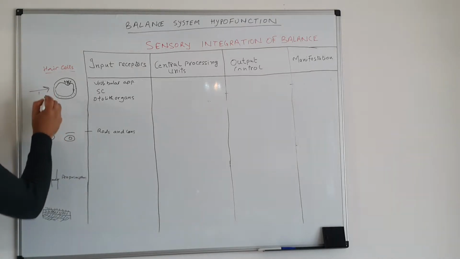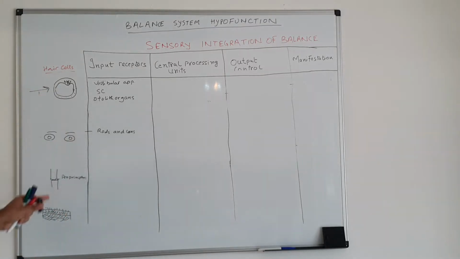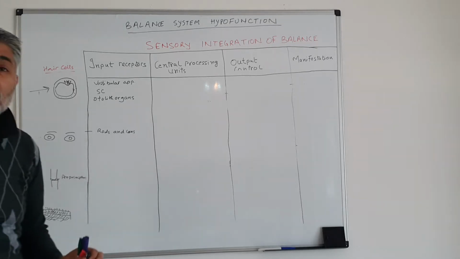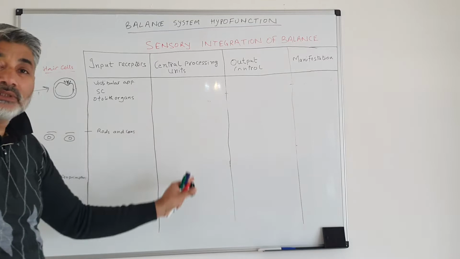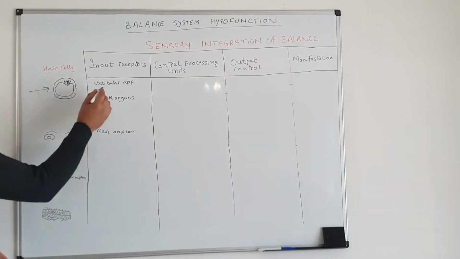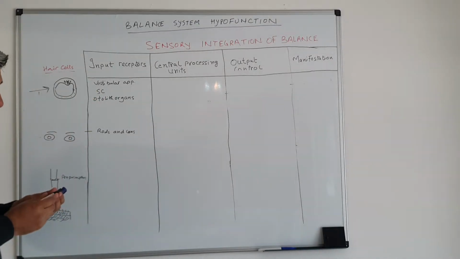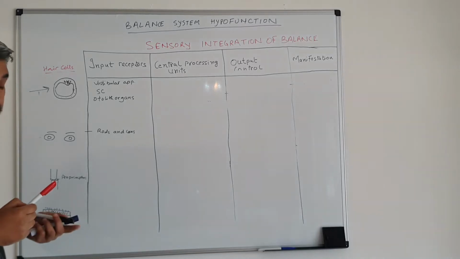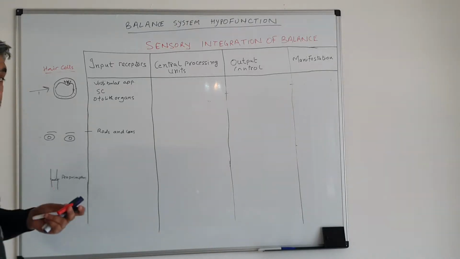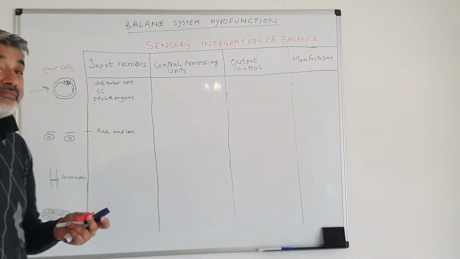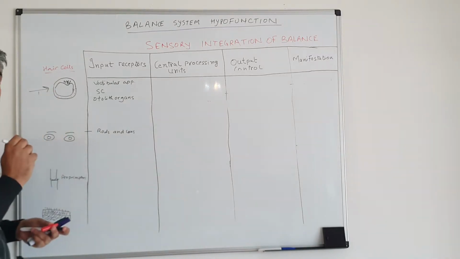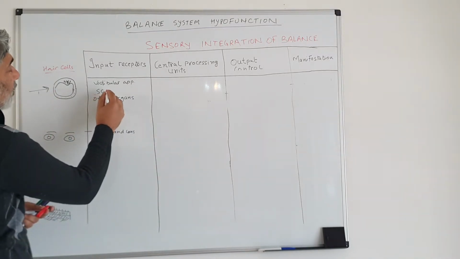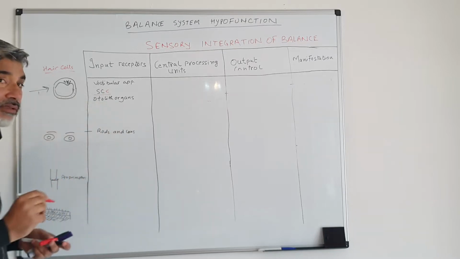So at the periphery we have four various receptors, which provide information about our balance to the central processing unit. Number one is the vestibular apparatuses. There are two types of vestibular apparatuses we're talking about here. They are situated in the deep inner ear, called the vestibular system. They are the semicircular canals, and then we have the otolith organs.